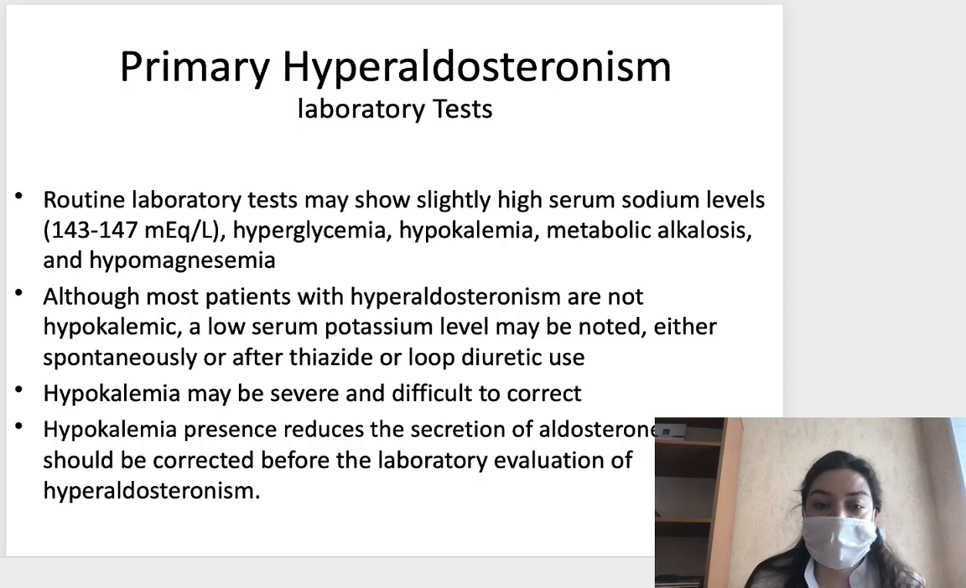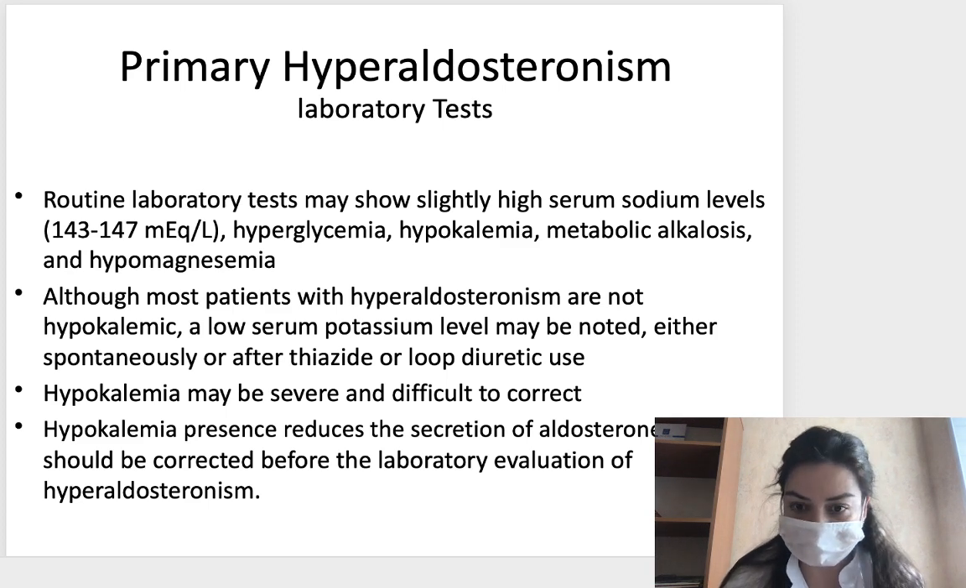Hypokalemia may be severe and difficult to correct. Hypokalemia reduces the secretion of aldosterone, so it should be corrected before the laboratory evaluation of hyperaldosteronism.